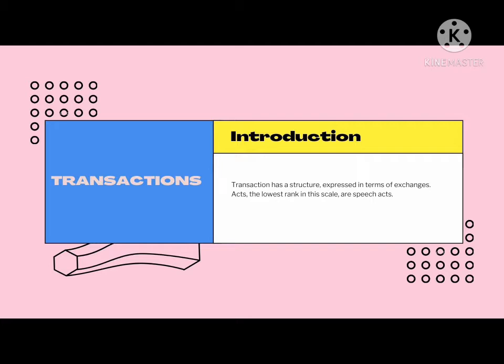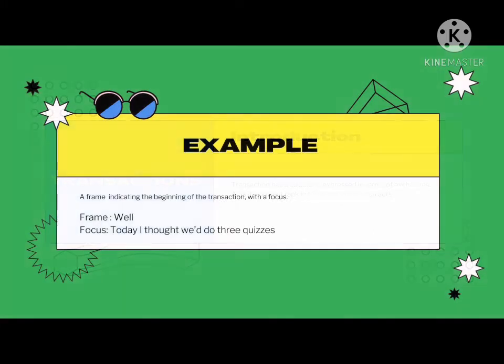The boundaries of transactions are typically marked by frames whose realization at the level of form is limited to 5 words. For example, okay, well, now, right, good. Uttered with strong stress, highly falling intonation, and followed by a short pause. While focus contains the main thought or the meta statement. In this example, well, today I thought we'd do 3 quizzes. The frame is the word well, while the focus is today I thought we'd do 3 quizzes because it contains the topic or the meta statement.